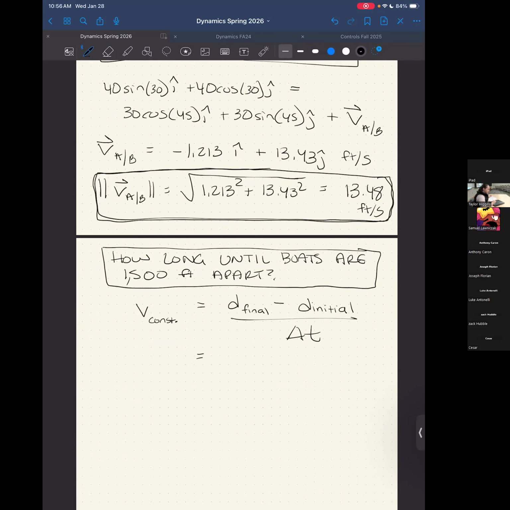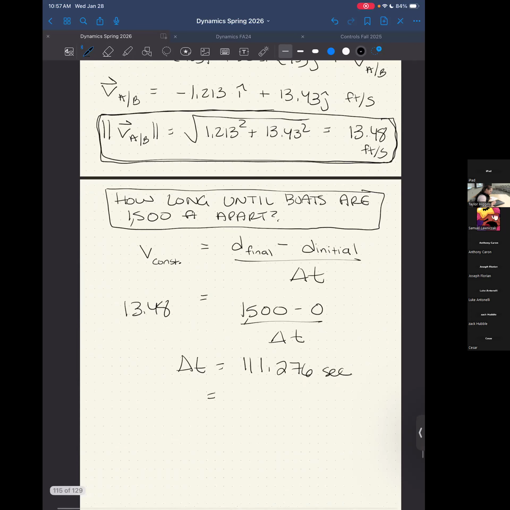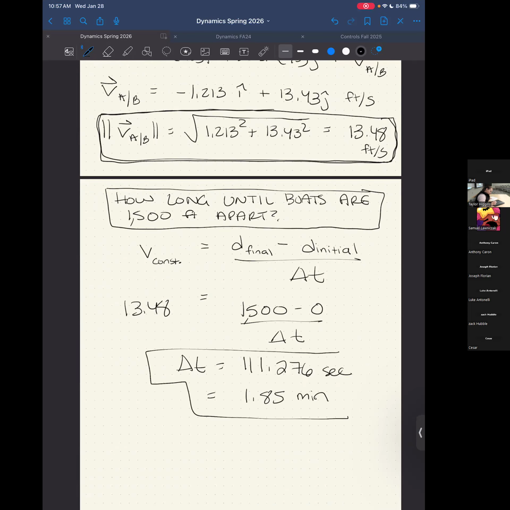So what was the initial distance apart? 0, because they both started at the origin. And the final distance is what? We're being asked about 1,500 feet apart. And the constant relative velocity is 13.48 feet per second. So delta t comes out to, any ideas, Micah? Beautiful. 111.27 or 28 seconds. And if you're fancy and want to simplify to minutes, it's 1.85.